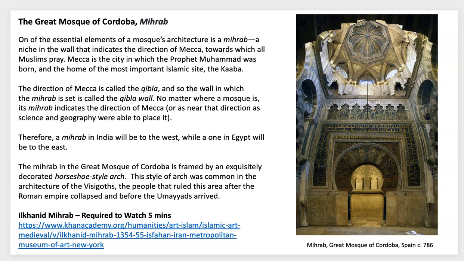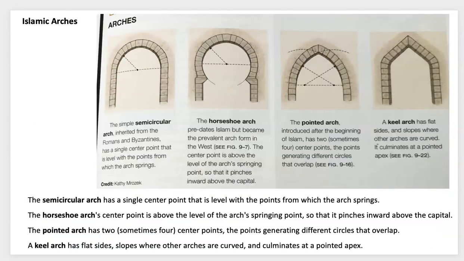So inside the Great Mosque of Cordoba is the mihrab, and the mihrab is a really important part of some of the religious practices of the Islamic faith. And so no matter where the mosque is, the mihrab indicates the direction of Mecca. So that's going to indicate to its followers in which direction they need to face to pray. And again, here's a required video where you'll learn more about that.